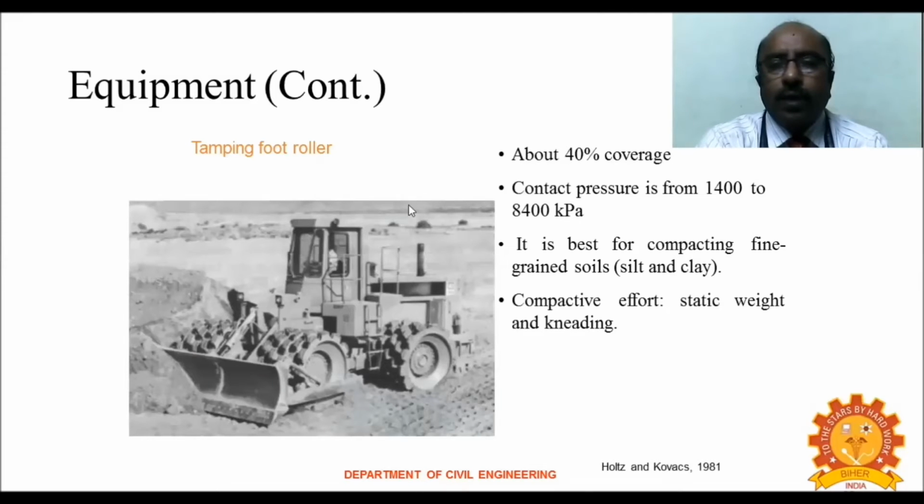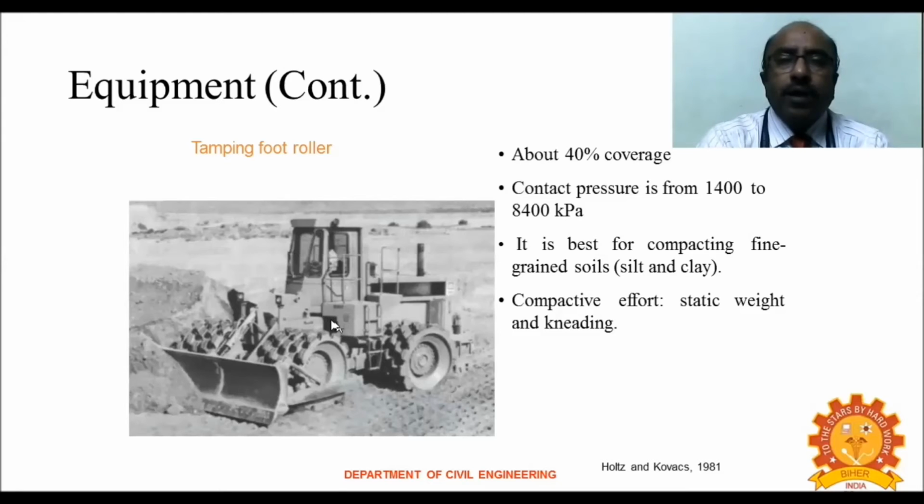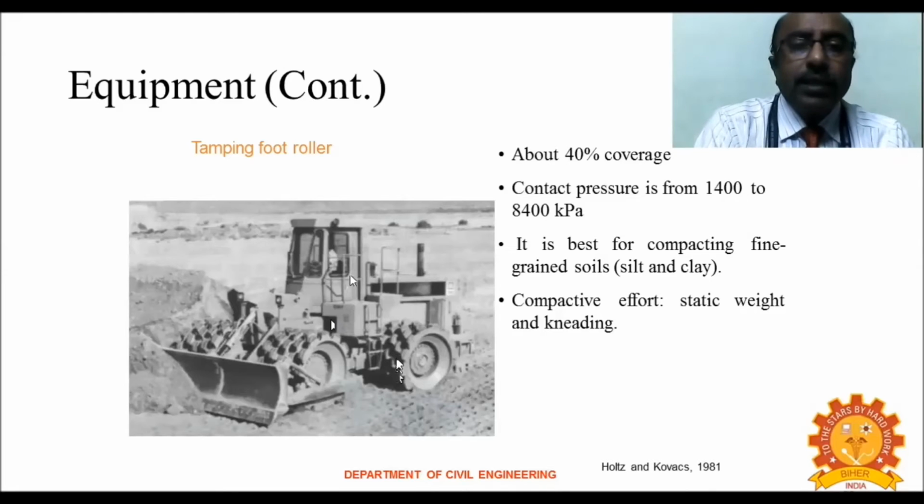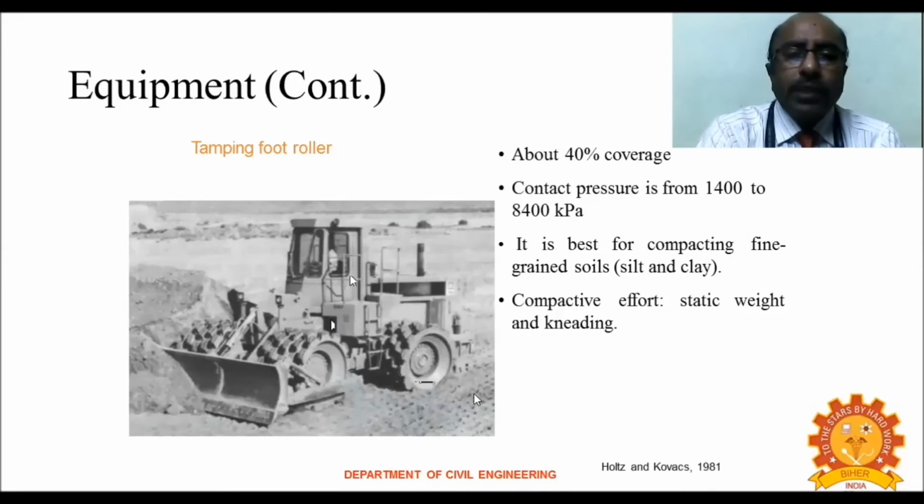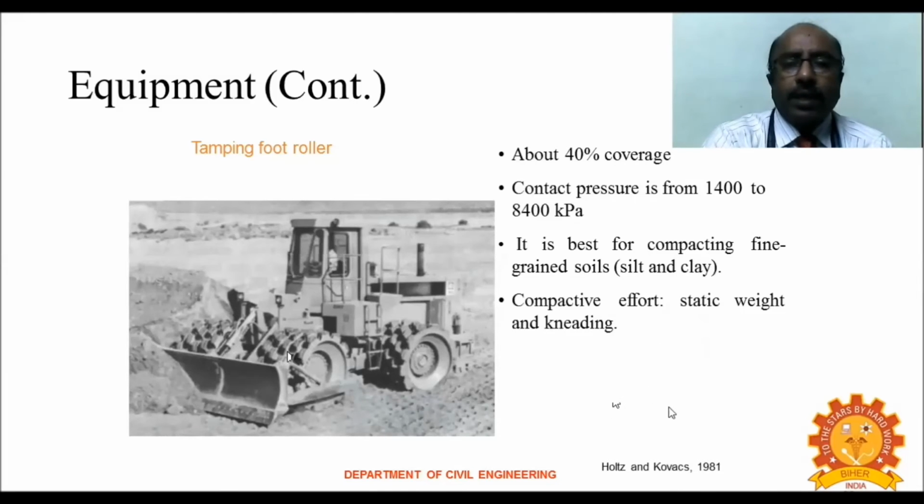Also, we can have a tamping foot roller where the coverage is only 40% and the contact pressure is around 1400 to 8400 kilopascal. It is best suited for fine grained soil like silty clay. Here also you can see the foot is somewhat bigger than the sheep foot, thereby the soil is not allowed to go out of the roller, whereas because of the applied load, the air is allowed to escape through these gaps. Here also, the compactive effort is static weight.